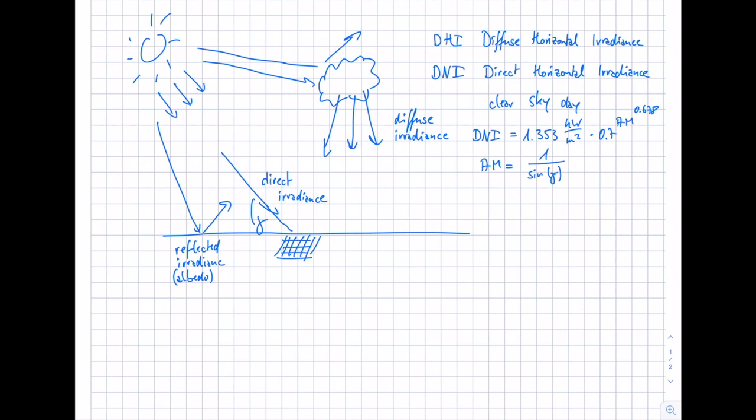And then finally, what we have is the global horizontal irradiance, GHI. That's the total irradiance from the sun on a horizontal surface on Earth, and it's the sum of the diffuse horizontal irradiance and the direct one. So the GHI is DHI plus the direct normal irradiance times cosine of gamma. So we have to correct this irradiance with the solar zenith angle or elevation angle we've mentioned here.